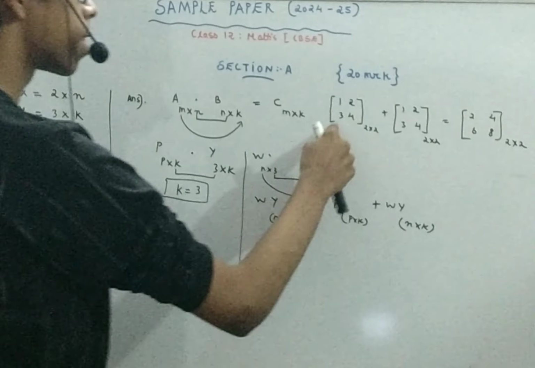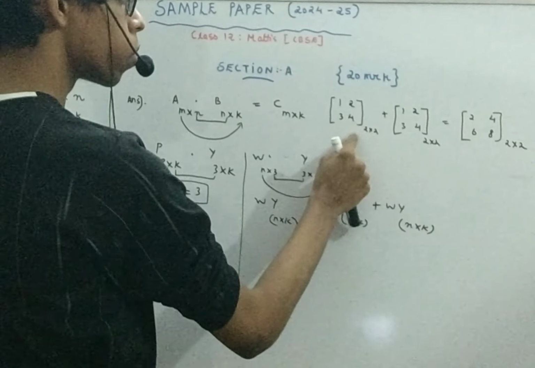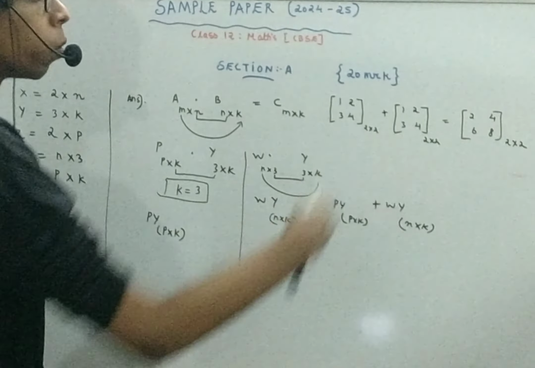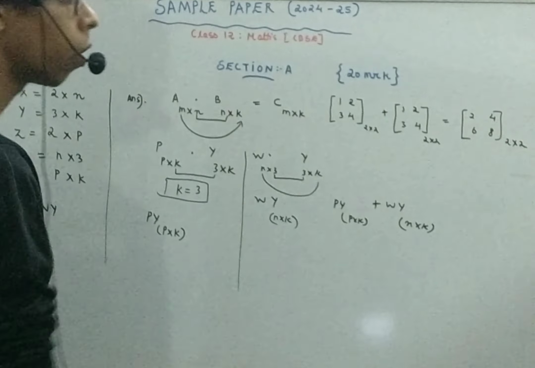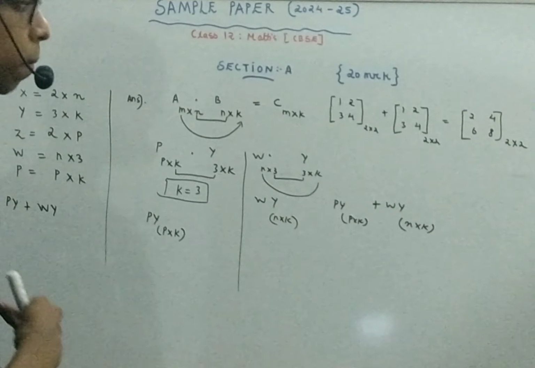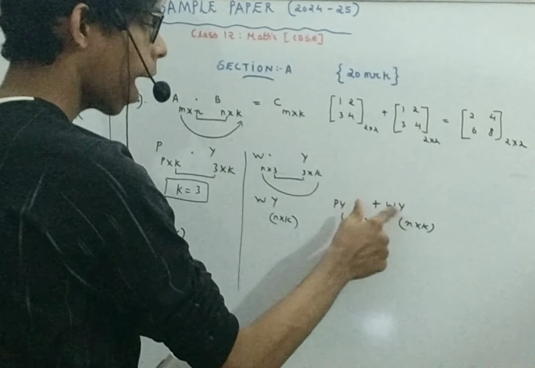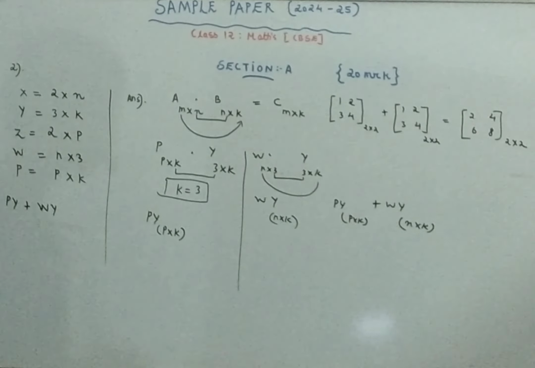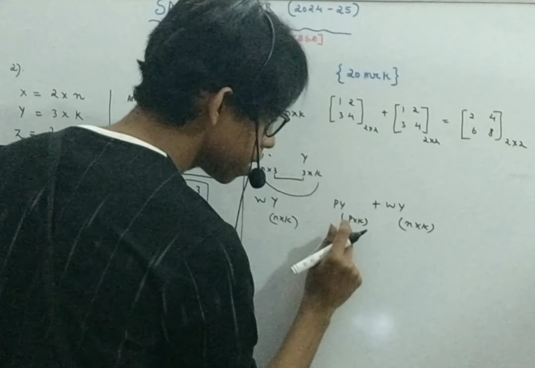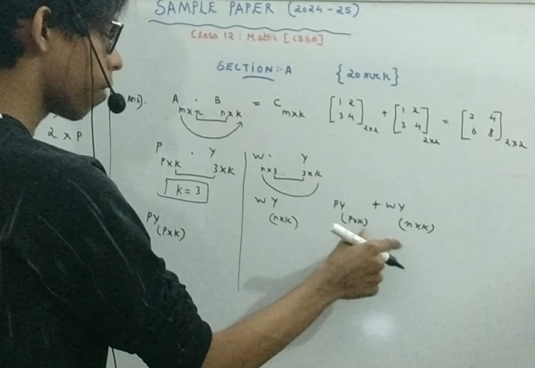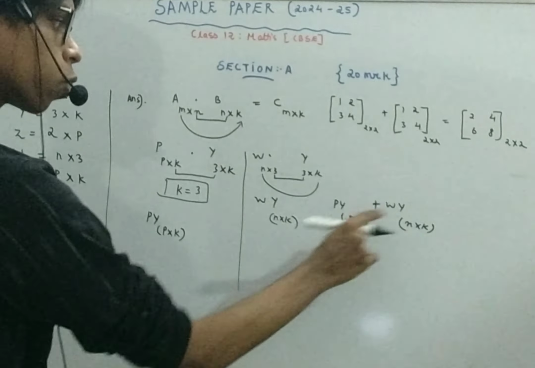Here in this example, 1, 2, 3 and 4 is of the order 2 cross 2. Here also 1, 2, 3, 4 is of the order 2 cross 2. Here if you see, the order of both of them is the same. So basically the concept is that if we want to add two matrices, the order of both of them should be the same, which means that this P and N, and we already saw that K and K, the value of K was equal to 3, so both of them are equal.